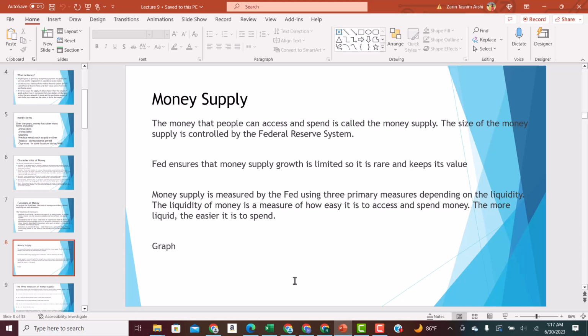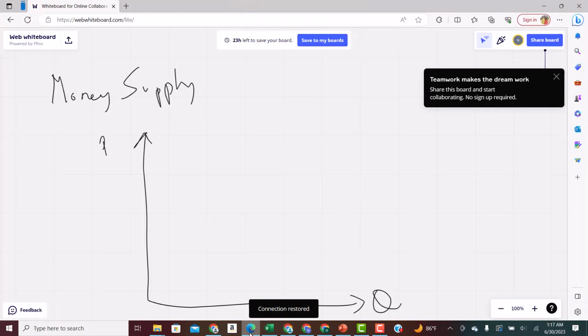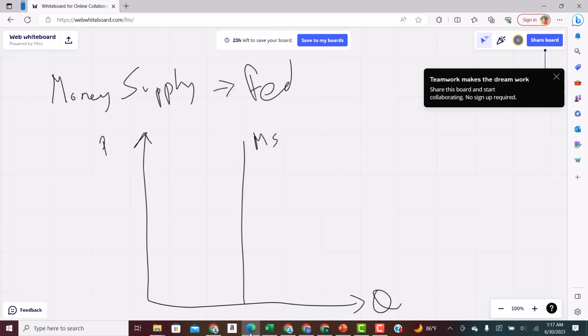So the supply of the money curve is given by this. The graph of the money supply is given by this. That is the supply curve for the money supply. Because it is controlled by the Fed, they keep it fixed at a time, right? Because they want to keep the supply of money low enough so the value of money is there. So therefore, it is a straight line.